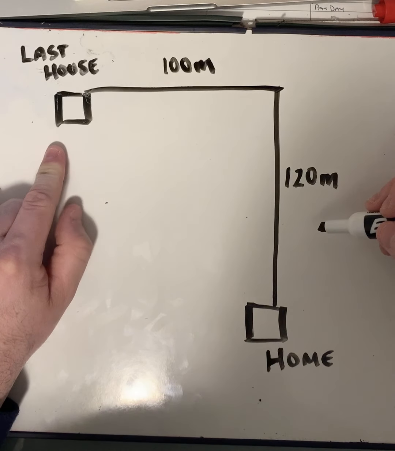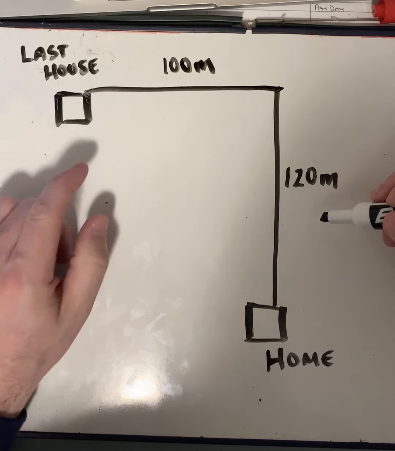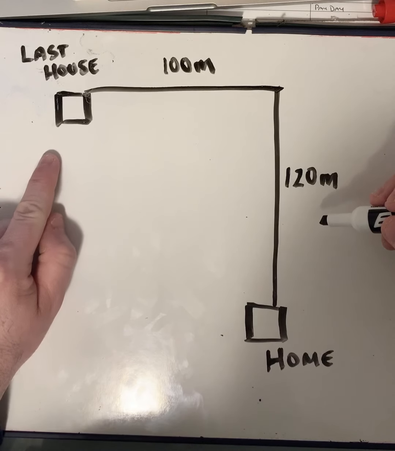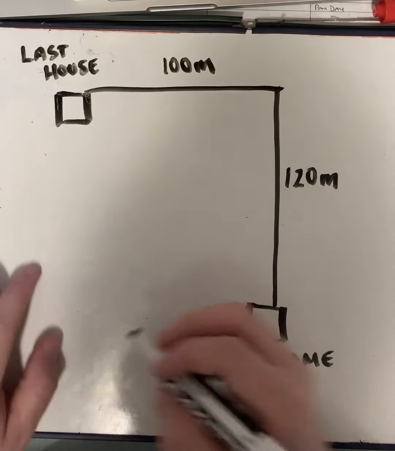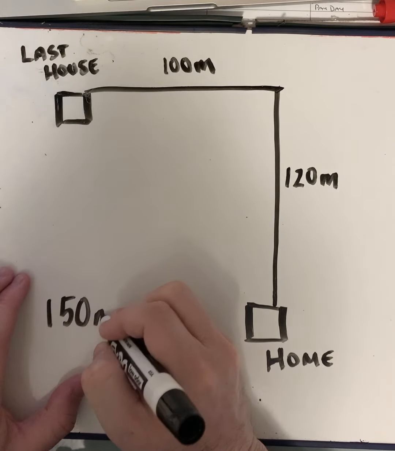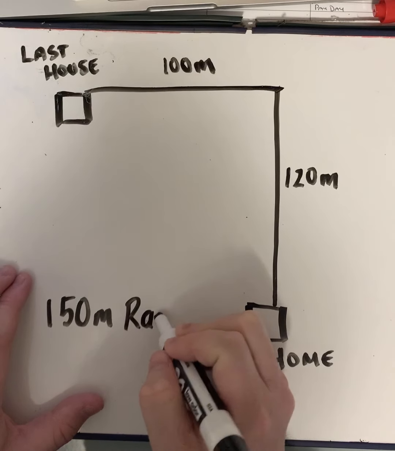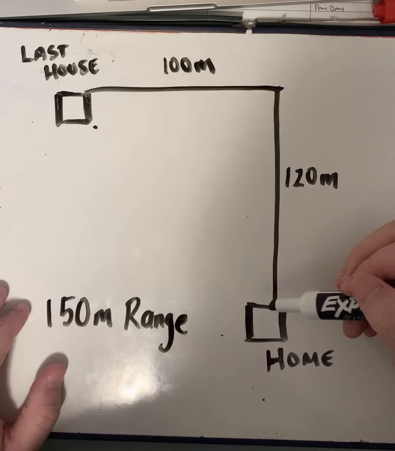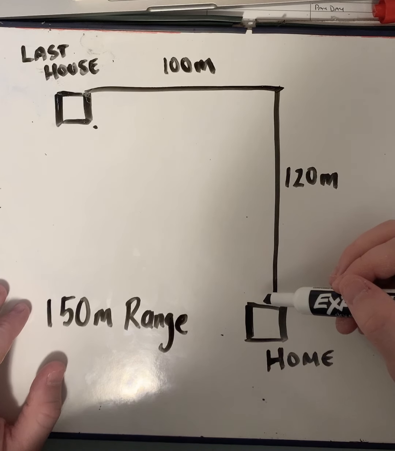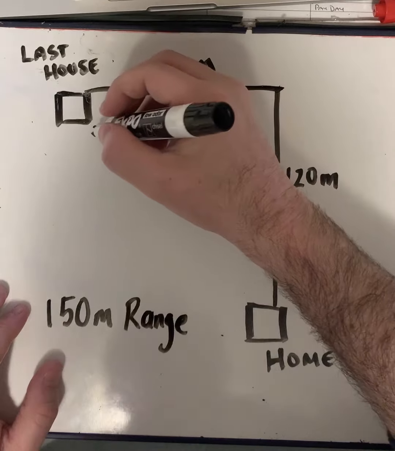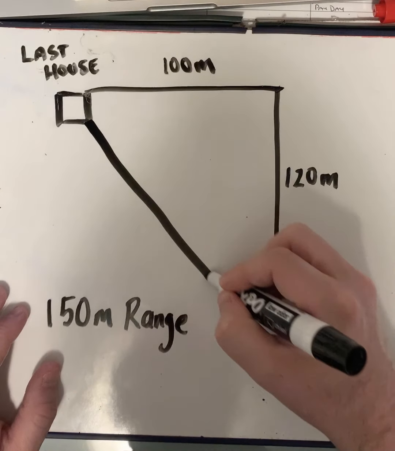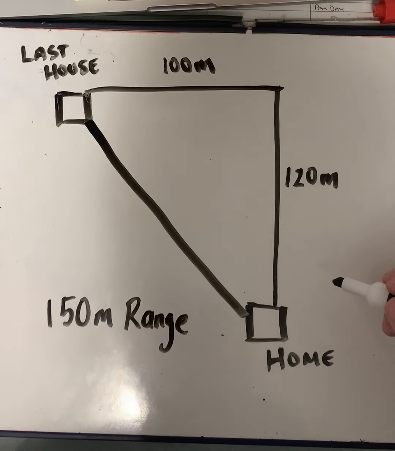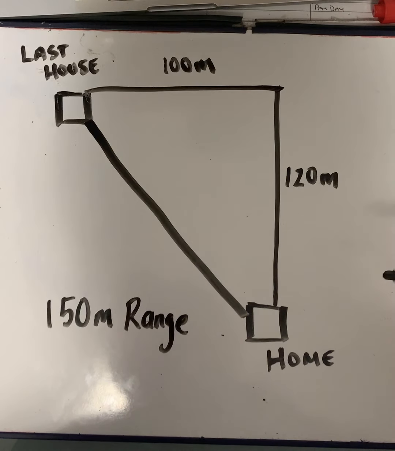Once she gets to the last house, she's got a walkie-talkie that will signal back to her home. Now, the walkie-talkie in question only has a range of 150 meters. So from here to here, it will only call Amma and Appa if it's 150 meters or less. So we need to see if that is possible. Does the walkie-talkie have the range that she needs to call? So let's figure this out.